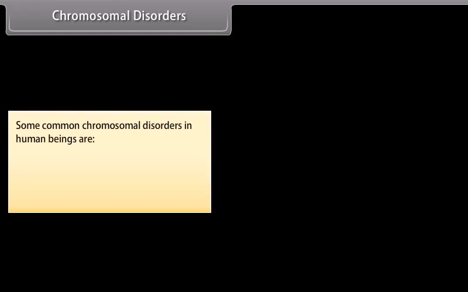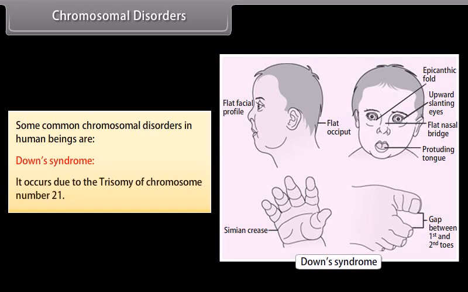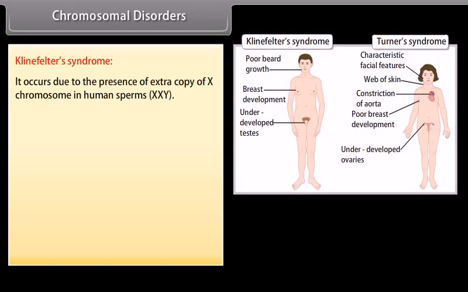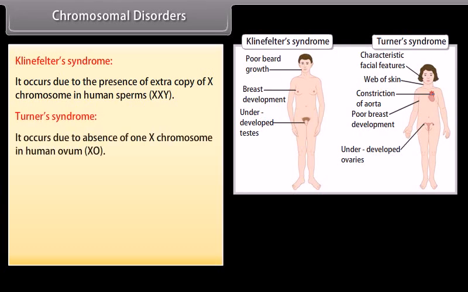Chromosomal disorders. Some common chromosomal disorders in human beings are Down's syndrome. It occurs due to the trisomy of chromosome number 21. Klinefelter's syndrome. It occurs due to the presence of an extra copy of X chromosome in human sperms, XXY. Turner's syndrome. It occurs due to the absence of an X chromosome in human ovum, XO.